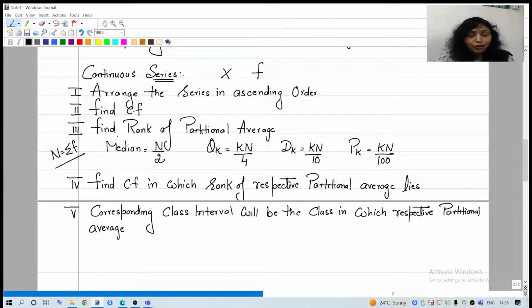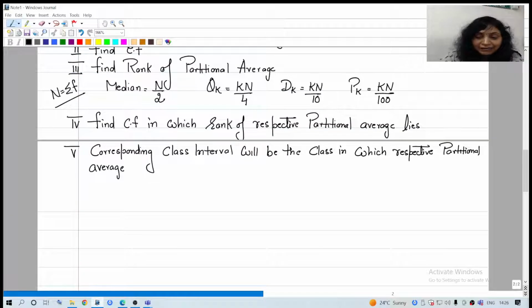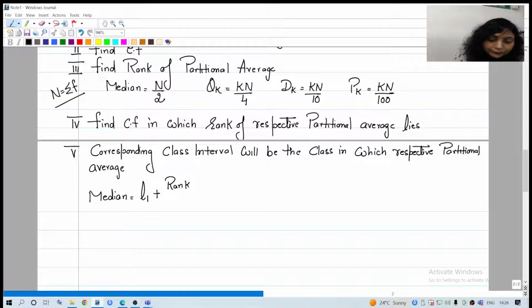So we have to use one formula to calculate the exact value of partitional average. We got the class interval in which our item lies. So how to calculate? If we are computing median, the formula is L1 plus (rank minus CF) upon F into I. This is a general formula for computing any partitional average. Now I'll explain it.